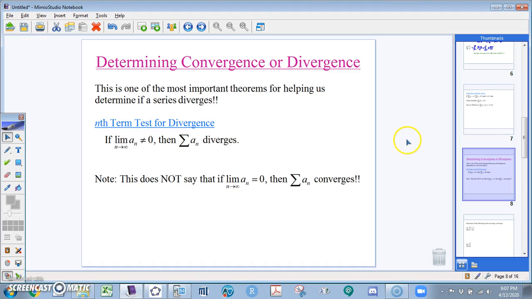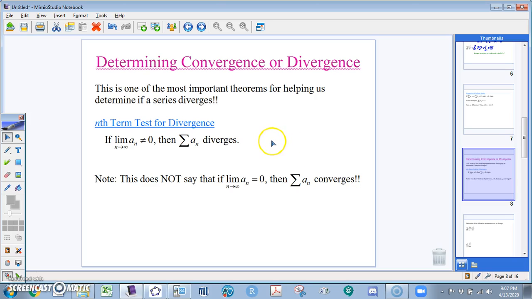Many times we're not able to come up with a formula for the sequence of partial sums, and therefore trying to determine whether or not that has a limit and whether or not that series converges is very difficult. So a lot of the rest of our unit is about learning different tests that we can do to determine if a series converges or diverges without having to have that formula.